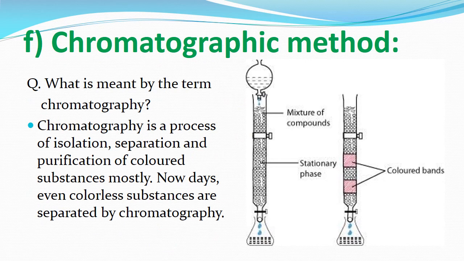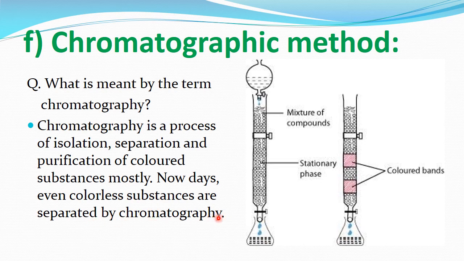And the last and final purification technique is the chromatographic method. About chromatography, I think you learned it in class 11th, so it's just a continuation of that. What is meant by the term chromatography? Chromatography is a process of isolation, separation and purification of colored substances mostly. Nowadays, even colorless substances are separated by chromatography.